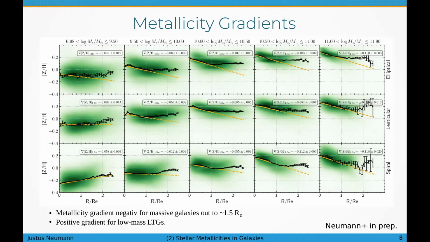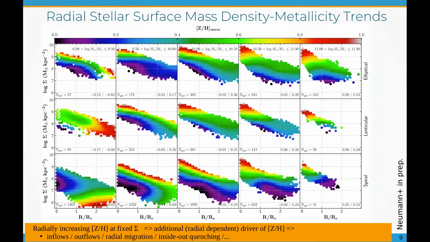So we know that surface mass density gradients are always negative. So surface mass density drives metallicity, but there must be something additional driving it. To strengthen this point a little bit, I want to show you the last plot for this part of the talk, which shows the surface mass density against the radius. And now I color code by the mean stellar metallicity.